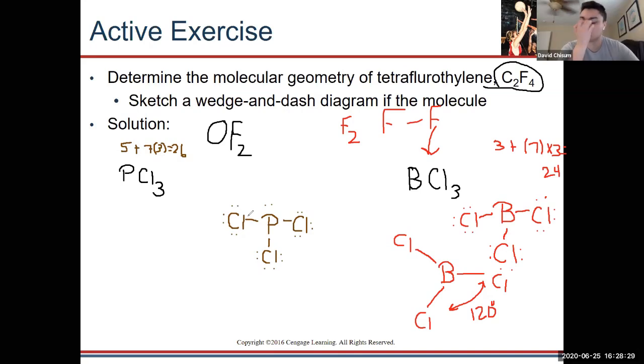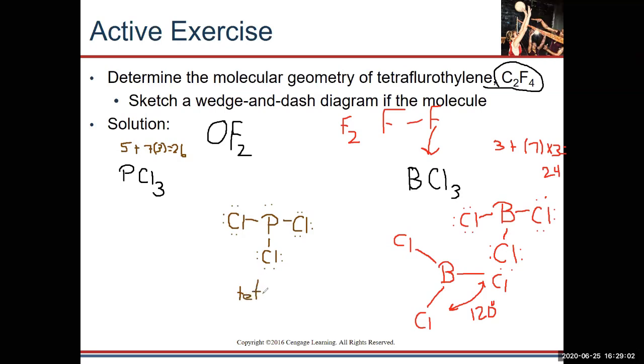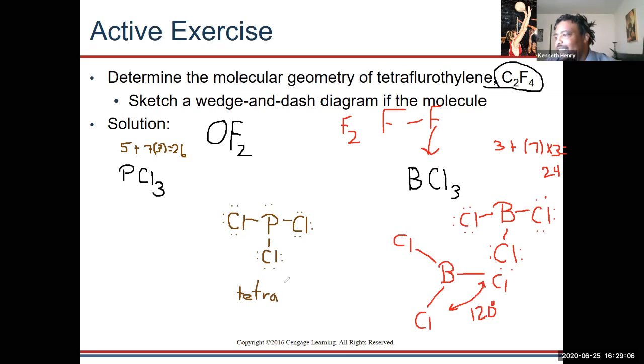Okay. So what is its EPG? Electron pair geometry. You have 4 attachments. That's 1, 2, 3, 4. Because those lone pairs count as an attachment for EPG. So what is it going to be? 4 things attached? Tetra. Tetra what? Tetrahedral. Okay, tetrahedral.